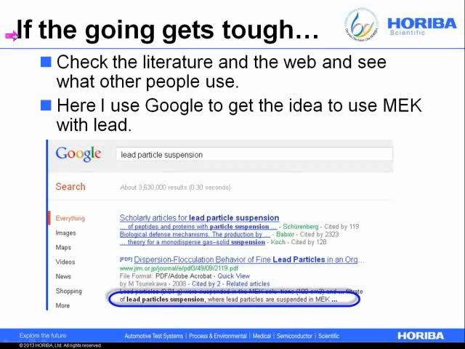Now, what liquids or what surfactants do you want to use? Well, check the literature on the web and see what other people use. So, for example, if you have lead particles, you might just type into Google lead particle suspension and see what comes up in terms of either articles or even the search text. I found out somebody made a lead particle suspension in MEK. Well, that tells me that I ought to be prepared to try some MEK with these lead particles and see if it's going to work. So you get a lot of great pointers.